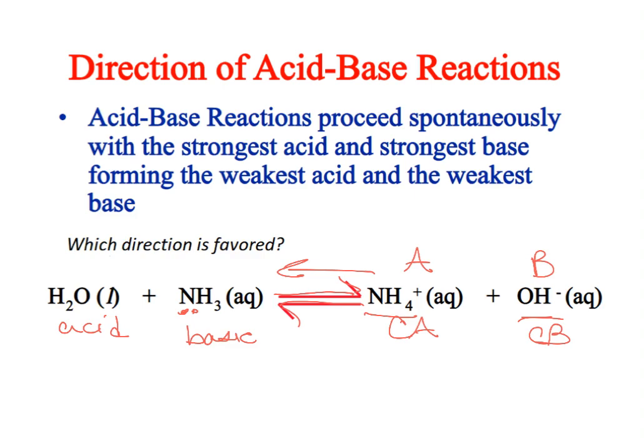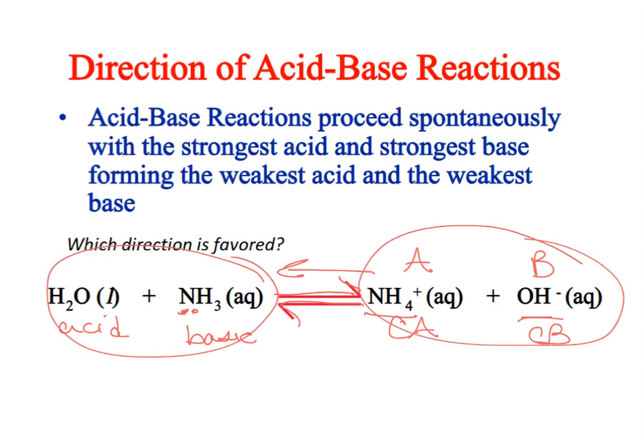So which direction is favored? I mean, at the end of the reaction, are there going to be more products or more of the original reactants? And what determines that? It turns out that you use the same type of rationale we've used so far, and you ask yourself which pair of acids and bases, the reactants or the products, are more stable. And hopefully you know by now that nature prefers stability, lower energy. And so the side that has the more stable acid and base is going to be the side that's favored.